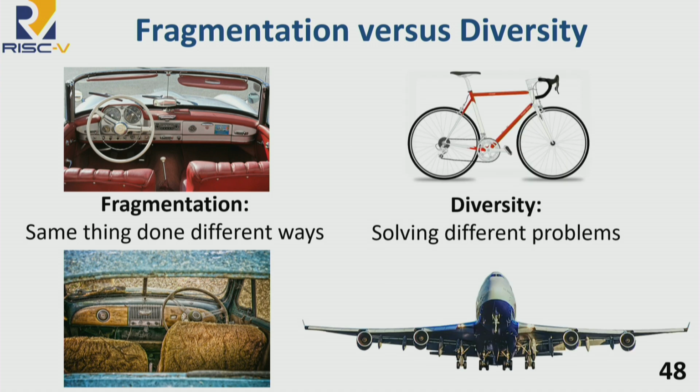Diversity, though, is when you're solving different problems. Like if you want to go across town a couple miles, bicycle is a great solution. You want to carry 500 people across an ocean, you kind of need a big jet, right? So we want to support all these different use cases, but where things are common, do them in the same way.